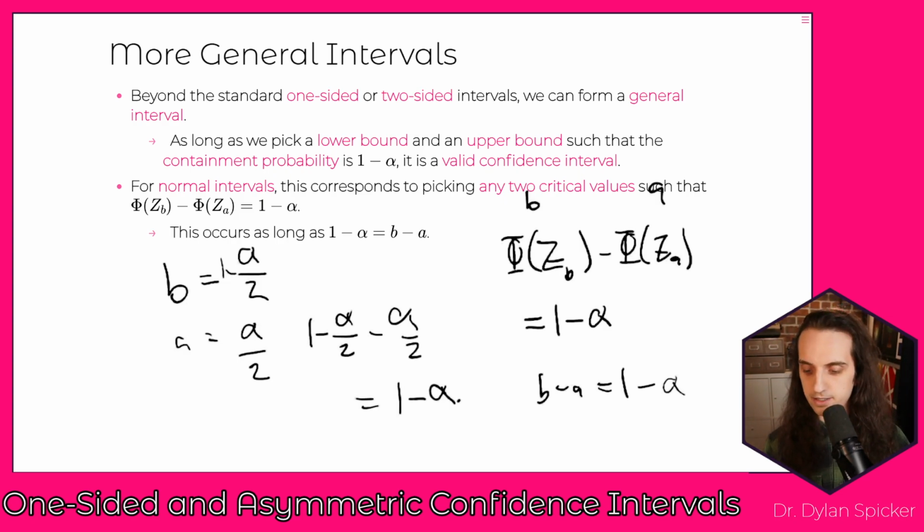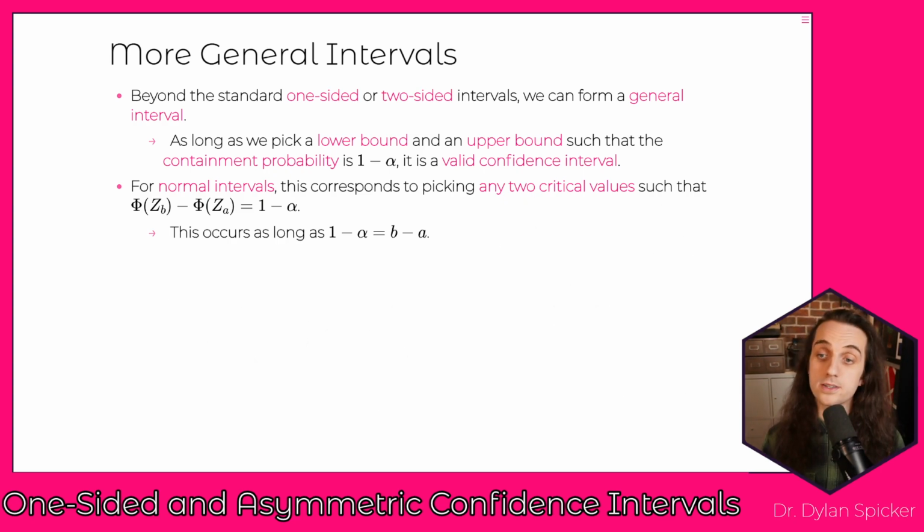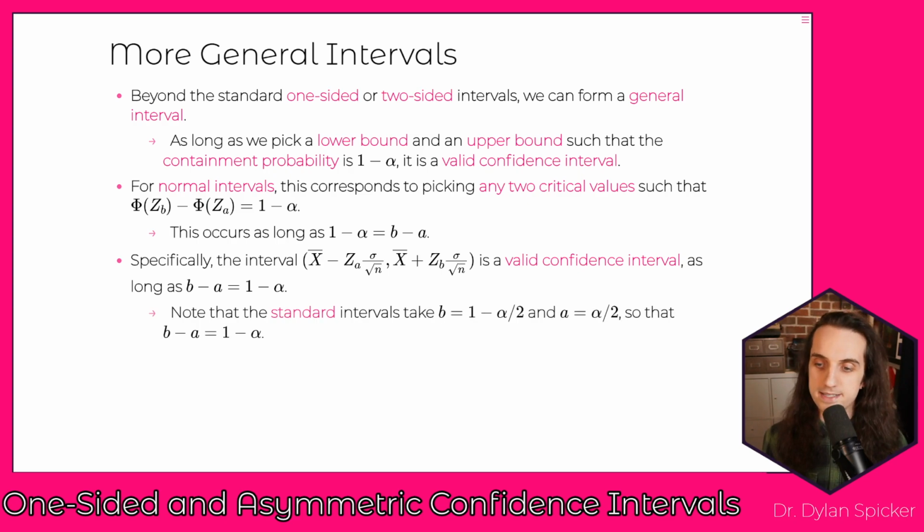And so it holds for the regular intervals as well, but it's going to hold for any B minus A, or it's going to work for any B minus A in which that property holds, okay? So if we take the interval here, then that's going to be valid as long as B minus A is 1 minus alpha.